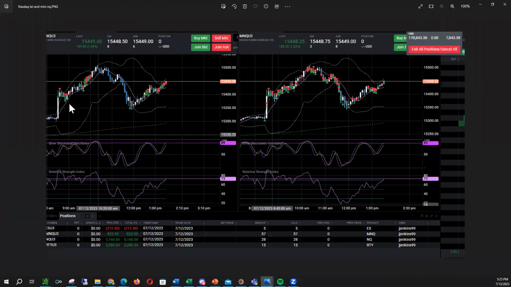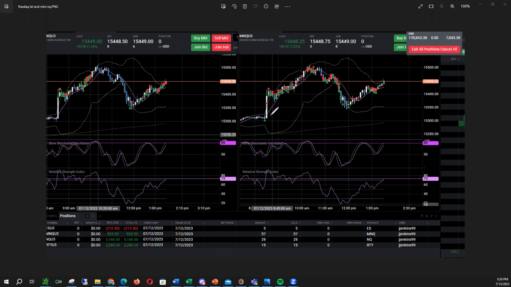So here's Nasdaq long, adding, reducing, taking some off, buying some back, taking some off, taking some off, adding again, taking some off, taking some off.